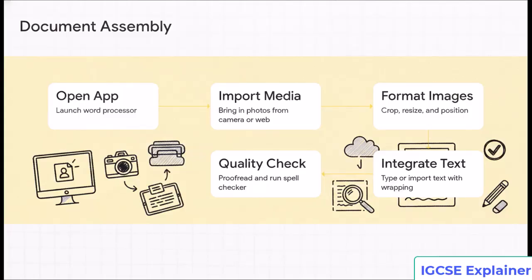Step 1, you pop open your app. Step 2, import your media, pulling in those photos. Step 3 is formatting, kind of cropping and tweaking things to fit just right. Step 4 is where the magic really happens. You integrate the text, using text wrapping to make your words flow right around your pictures. And finally, Step 5, quality assurance, proofreading and firing up that trusty spell checker.